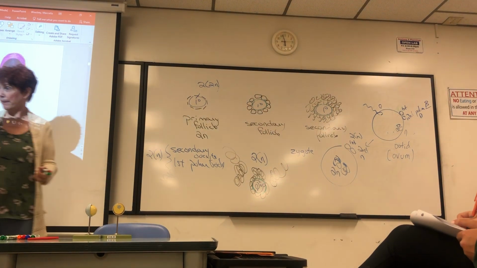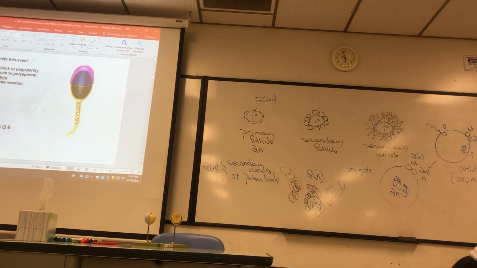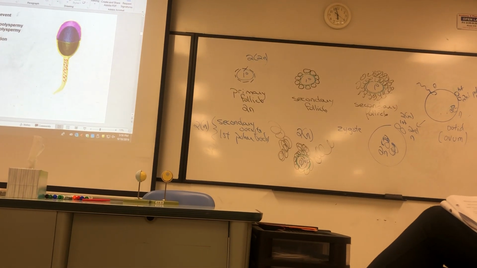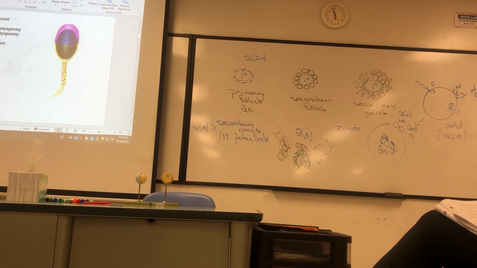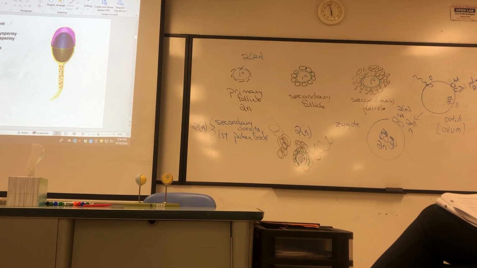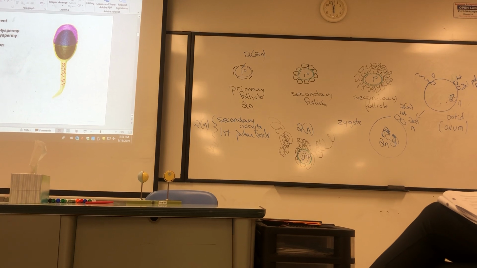Does that help? For the secondary oocyte, what is the name of the follicle? It's a mature antral follicle that it's leaving. Once it's ovulated, it becomes the corpus hemorrhagicum because of the bleeding at ovulation, and then it becomes the corpus luteum.